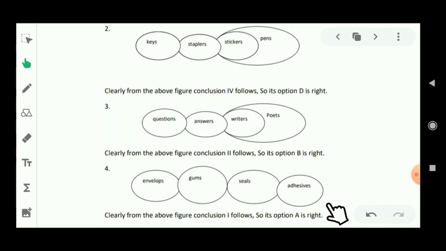Option number A. I hope students now you are able to complete all the sums of exercise number 15.1 and exercise number 15.2, and students, please try to complete the remaining questions of exercise number 15.1 from the explanation of question number 1 to question number 5.